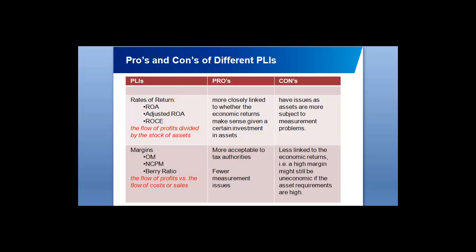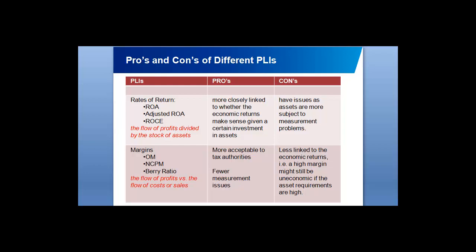Of course, margin-based PLIs are not without their drawbacks. They are less linked to the economic returns. Put differently, a company or tested party could earn a high margin, but an uneconomic return on asset requirements. You may also find that your tested party earns returns consistent with comparable companies based on one profit-based PLI, but not another. You will want to then investigate the underlying economics driving these differences to understand why this is the case. Finally, look at all of the PLIs for your comparable set and tested party to see how they are similar or different.